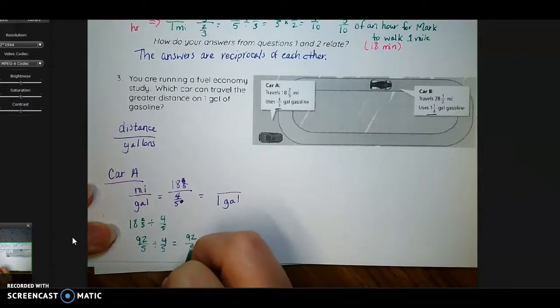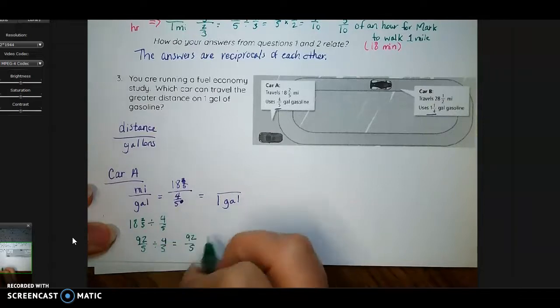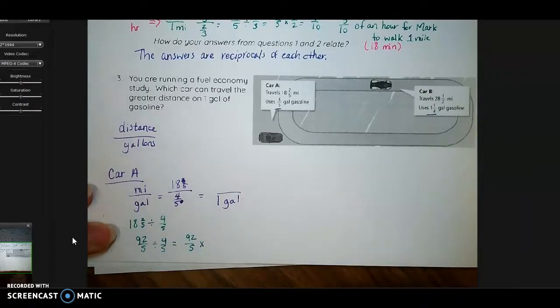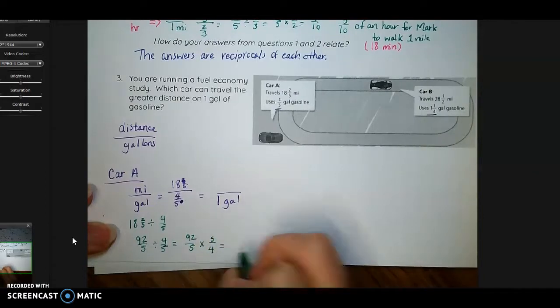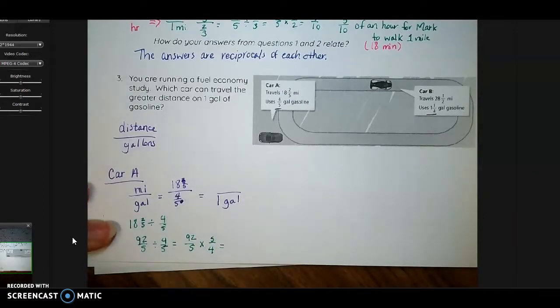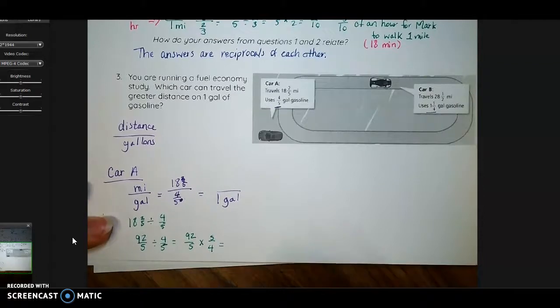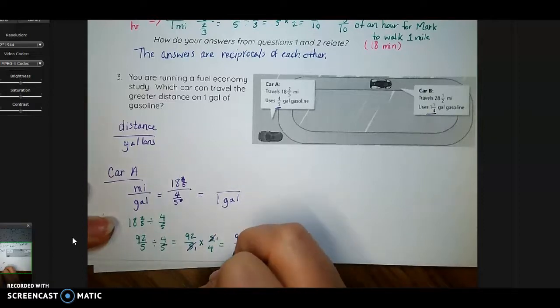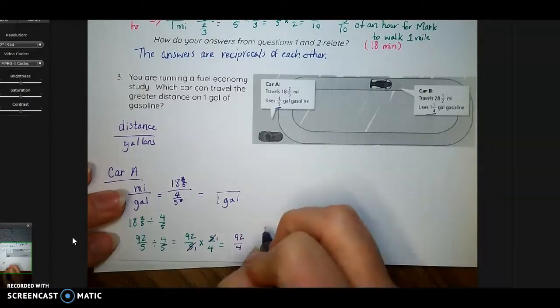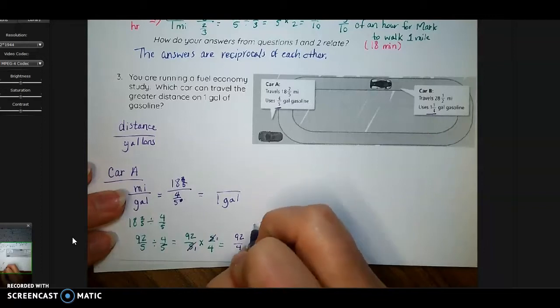I have a lot of kids that do this, and they do all that work, and then they're like, oh, I must have already flipped it, and so they throw that multiplication sign in, and then they never do the reciprocal of the second fraction. Now when I do the reciprocal of the second fraction, I notice right away that I can cross-reduce. Those are going to cancel out. They're both going to become 1s. So I'm going to get 92 over 4, which means 92 divided by 4.